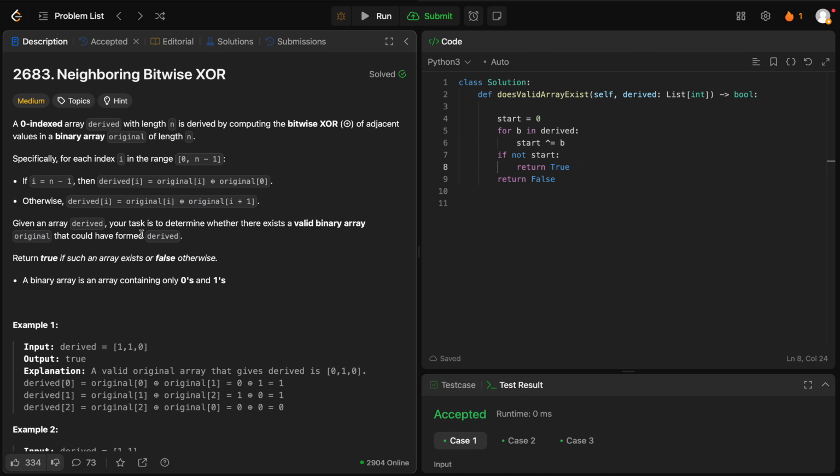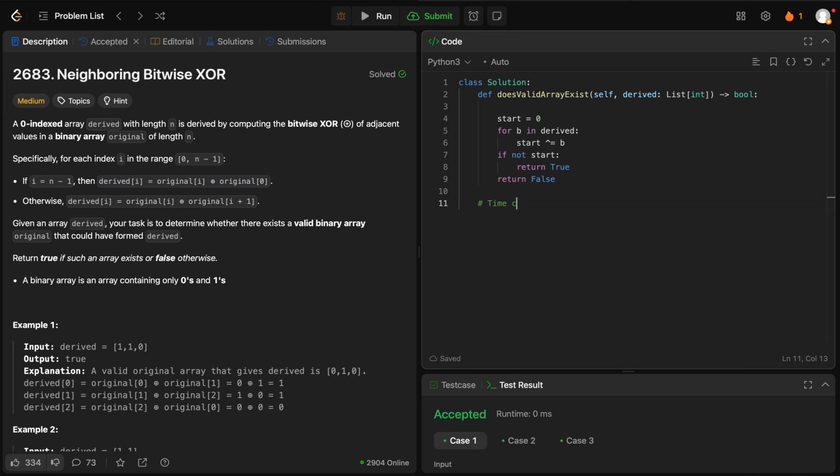So essentially the idea is that the starting point is either 0 or 1. If it's 0, we just continue the logic and see what would happen when we loop around, and if we get the same start value, then we know it's good. If not, we know it's false. So interesting one, pretty weird.